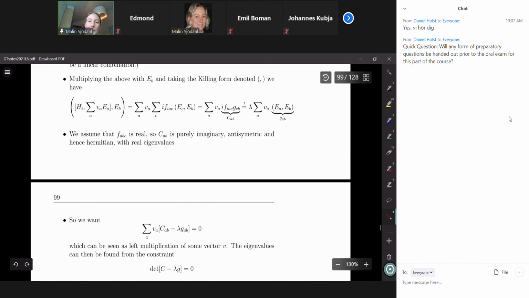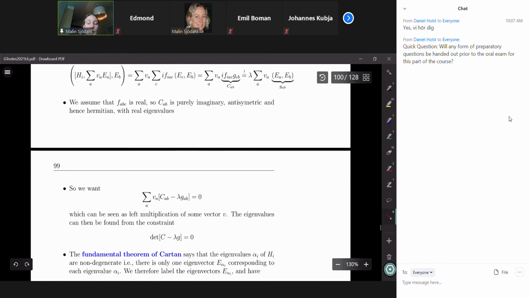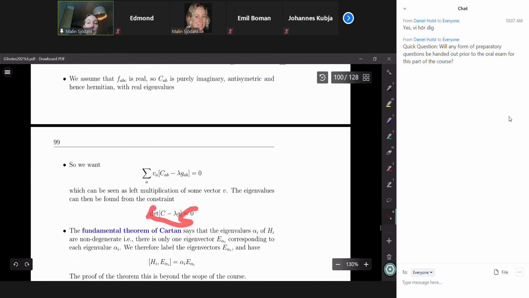Now have a look at this expression here. We call this CAB, so we have some VA CAB. It's like we're multiplying the vector from the left with this matrix. The summation over A we can let be implicit if we want. So what we have here is this thing, and we are searching for eigenvalues fulfilling this, so it corresponds to this determinant being 0.